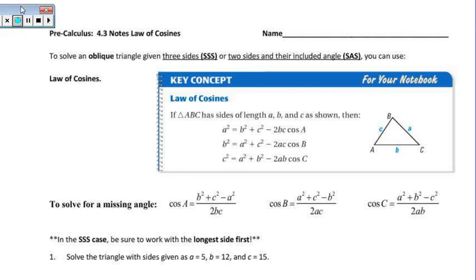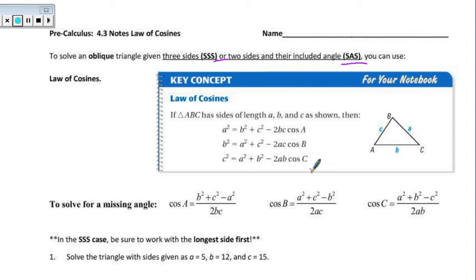Okay, today we're going to start our lesson on 4.3, the law of cosines. We learned with the law of sines, we're looking for angle, side, angle, or angle, angle, side, and then that ambiguous case is side, side, angle. For law of cosines, we use it when we have either side, side, side, or side, angle, side.